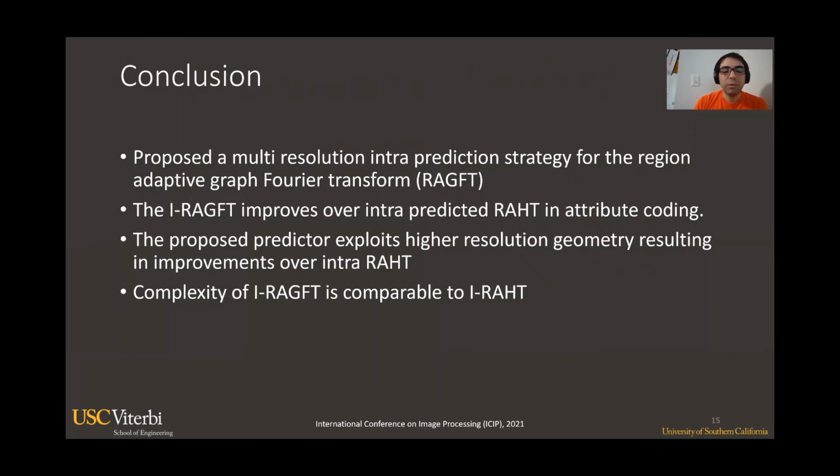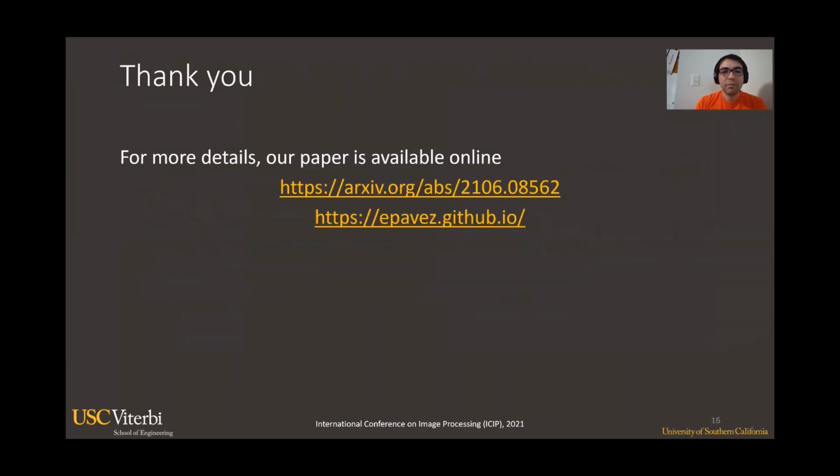In conclusion, we proposed a multi-resolution intra-prediction strategy for the regional adaptive graph Fourier transform. With this method, we improve over the intra-predicted RAT. This is because the proposed predictor exploits higher resolution geometry, resulting in these improvements. And also the complexity of the proposed approach is comparable to the complexity of the intra-RAT.